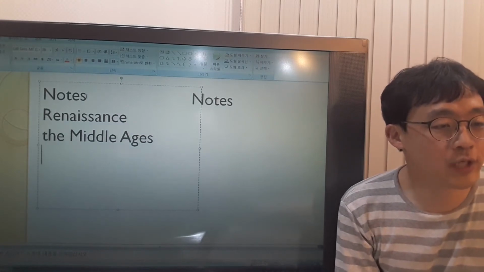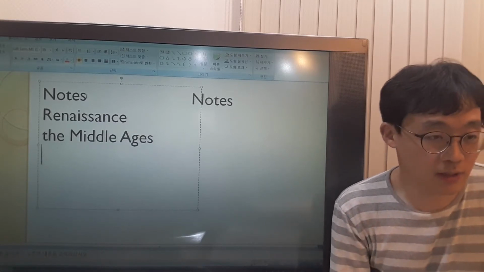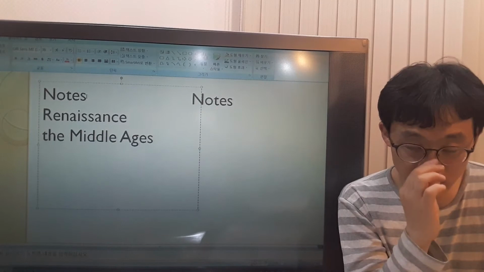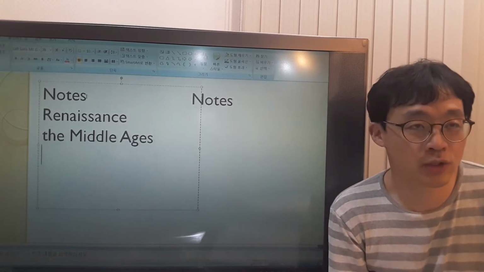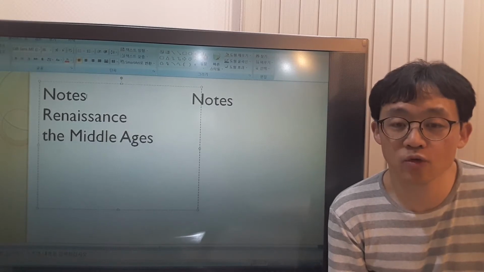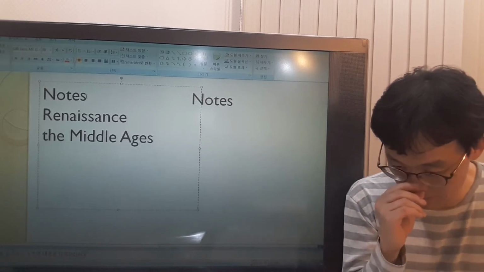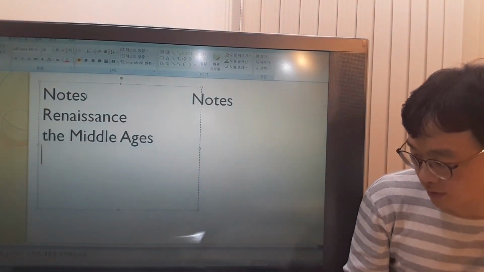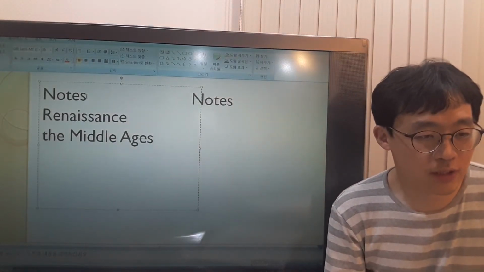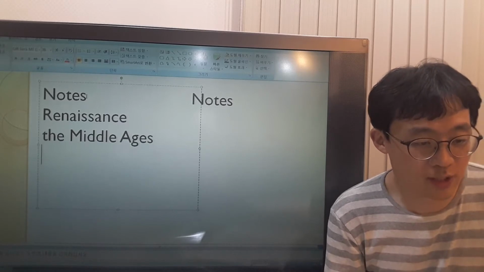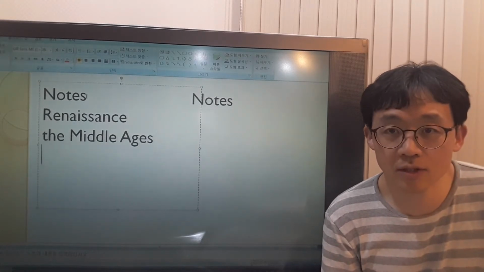So the Middle Ages, why do you call it the Middle Ages? Because it's in the middle of two periods, which is the Renaissance, and what was the period before? The classical period, which was the Greek and Roman period, okay, when they had their great civilization. So the Middle Ages is called the Middle Ages because it's in between the classical, which means the Greek and Roman period, and the Renaissance. Do you get that?